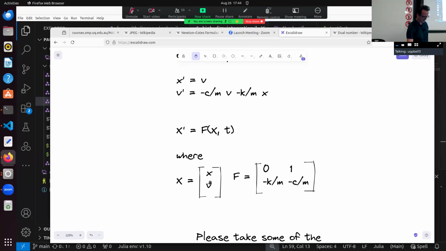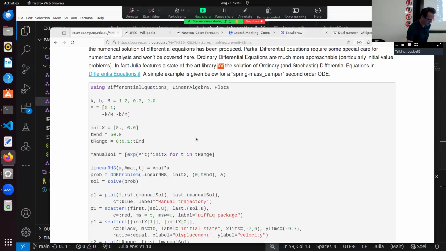So in this, just being super explicit, big X equals little x and v as a vector. And F is a matrix where it's 0, 1. If you look at this one up here, there's no term that depends on x in that first bit, but there is a constant of 1 times v. That's that second term there. Down the bottom line, though, we've got minus k on m for x in the first spot and minus c on m for the second spot. That's where the system comes from. Pretty straightforward. Linear system in this case. They're nice, but the real world's not that nice to us.